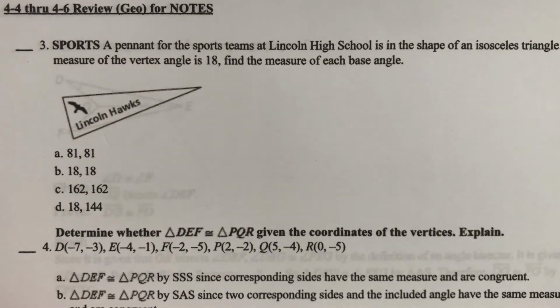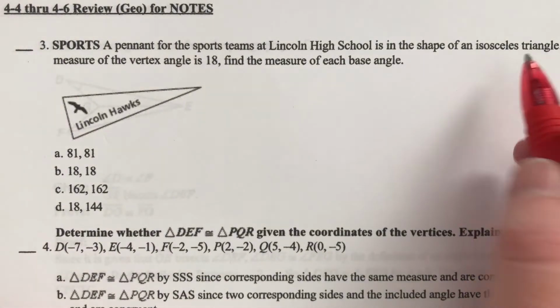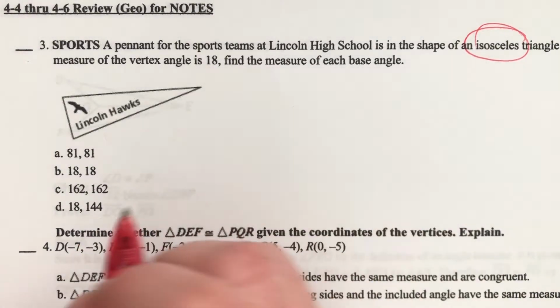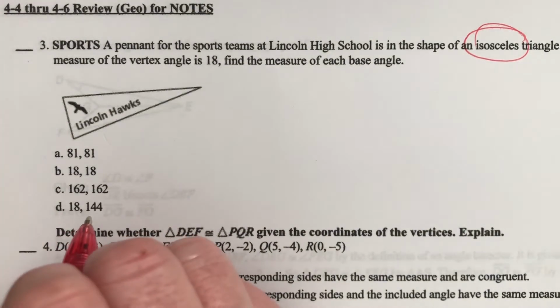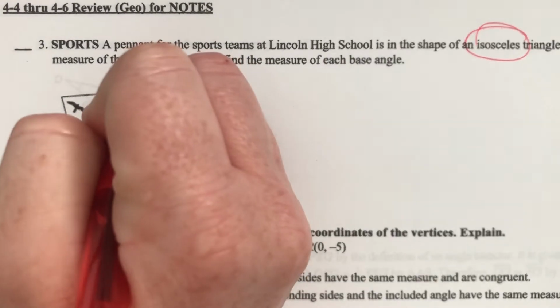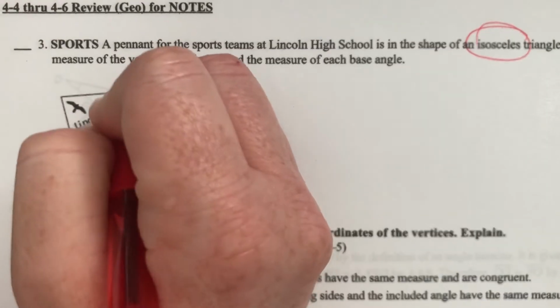Number 3, sports. A pennant for a sports team at Lincoln High School is in the shape of an isosceles triangle. If the measure of the vertex is 18, find the measure of each base angle. So isosceles has 2 legs that are congruent. In this picture, we can pretty easily know that these are the 2 congruent legs.